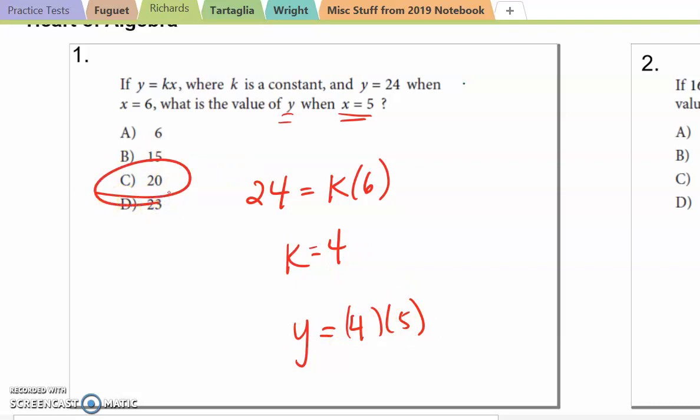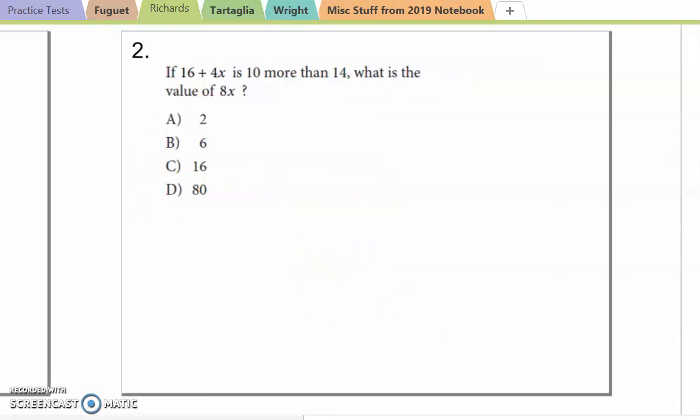Move on. Next one is writing an equation given an expression. 16 plus 4x is, one thing we want to remember is "is" always represents equals. Is 10 more than 14? Well, of course I can write 14 plus 10, but instead I'm just going to write 24. Okay, when we solve this, x comes out to be 2.